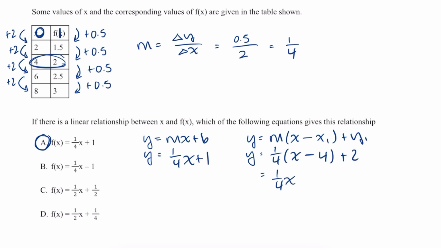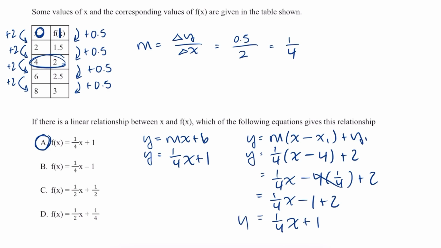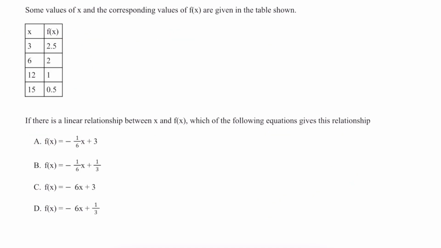And you distribute the 1/4. 1/4 x minus 4 times 1/4 plus 2. And if you simplify this further, you get 1/4 x minus 1 plus 2. And our final equation is y equals 1/4 x plus 1. So the answer is A. For the next problem, you can pause the video here and try it yourself.